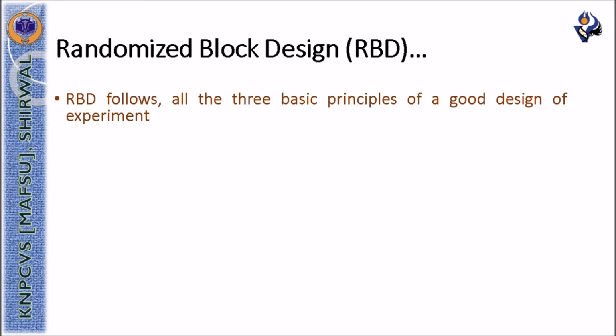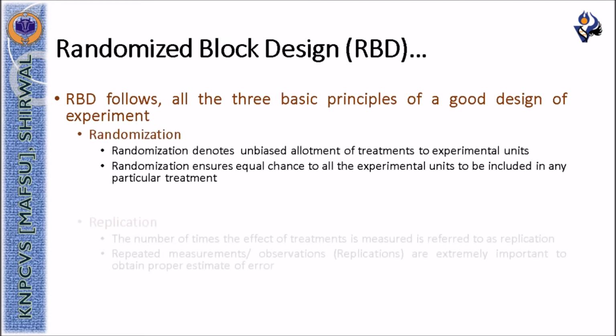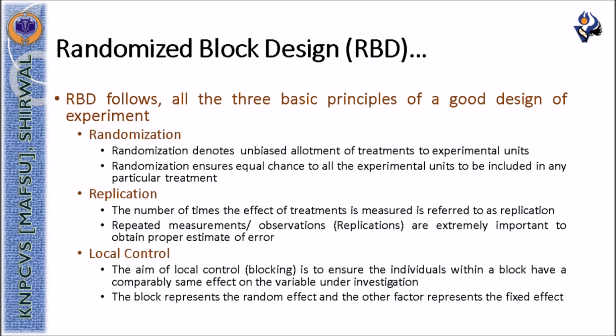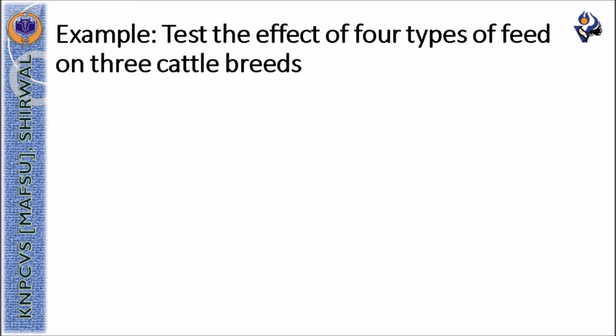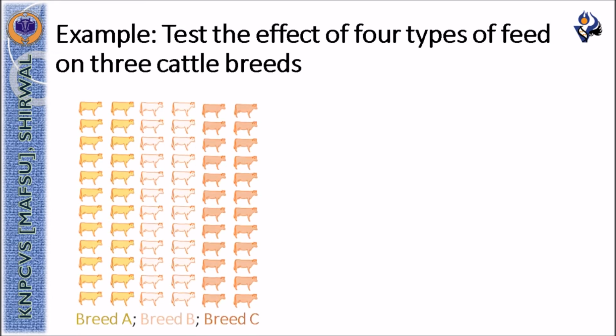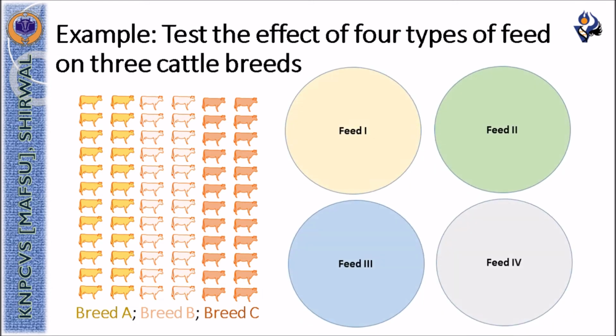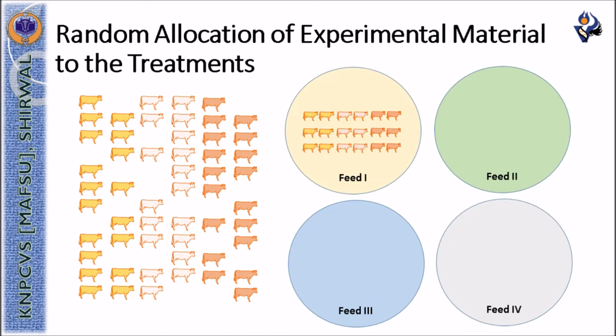RBD follows all the three basic principles of a good design of experiment, such as randomization, replication, as well as local control. Let us try to understand the concept of RBD with the help of one example of testing the effect of four types of feeds on three breeds of cattle. Let us randomly allocate the experimental material to our treatments.